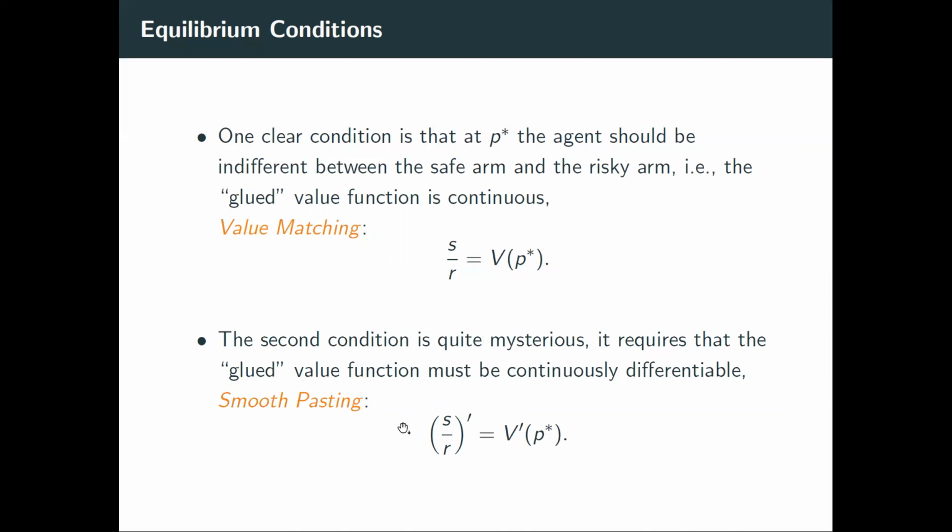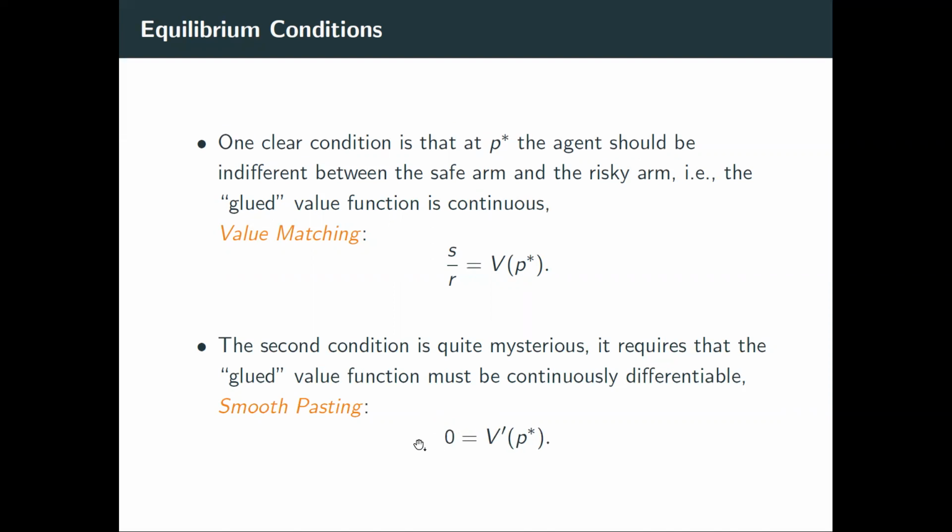So here in our particular case, remember that the value of using the safe arm is just a constant, right? Therefore, once we differentiate this constant, it's 0. So it's flat to the left of P star, and therefore this additional condition can be written this way.